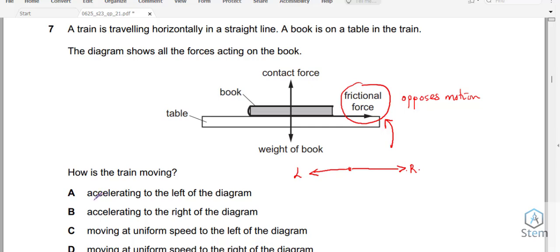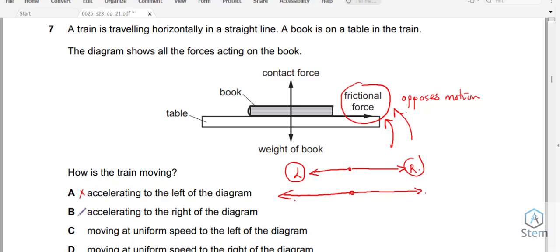It says accelerating left of the diagram. So, if the train tries to accelerate in this direction, then the book is going to have some inertia, and that inertia is going to make the book try to go in this direction. Now, as we see, we want the book to go to the left so that friction can point in the direction given in the diagram. So A is wrong.